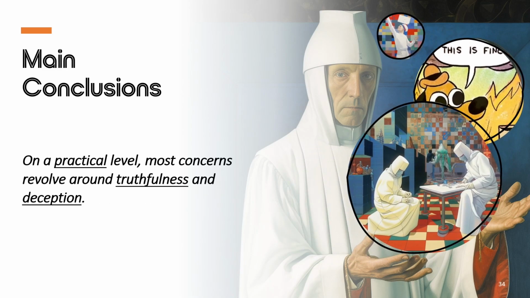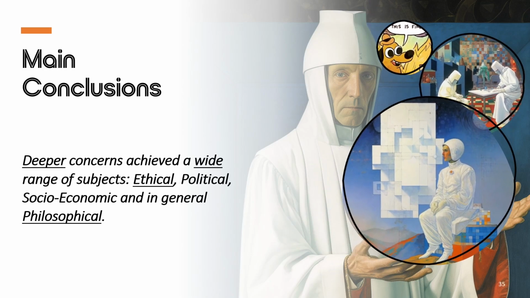On a practical level, most concerns revolve around truthfulness and deception. Visualization is about informing, communicating, and there are many ways that these channels can be hijacked, from generating fake data to psychological manipulation. On a deeper level, however, the concerns from our subjects vary greatly. There were ethical concerns, political, socioeconomic, even in terms of energy consumption and global warming, like how much it costs to train these models. And generally, very philosophical. So existential questions about the nature of reality, consciousness, and freedom were very present.